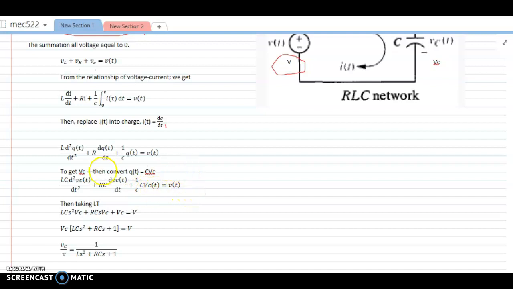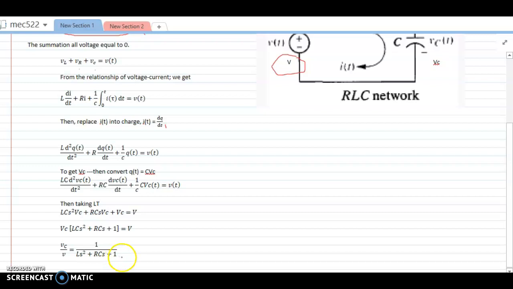So you get a differential equation, and you want to find the transfer function. The next step is taking the Laplace transform. So you get LC s² VC plus RC s VC plus VC equals V. For this equation, you factorize, and lastly you get VC over V equals 1 over (LC s² plus RC s plus 1).